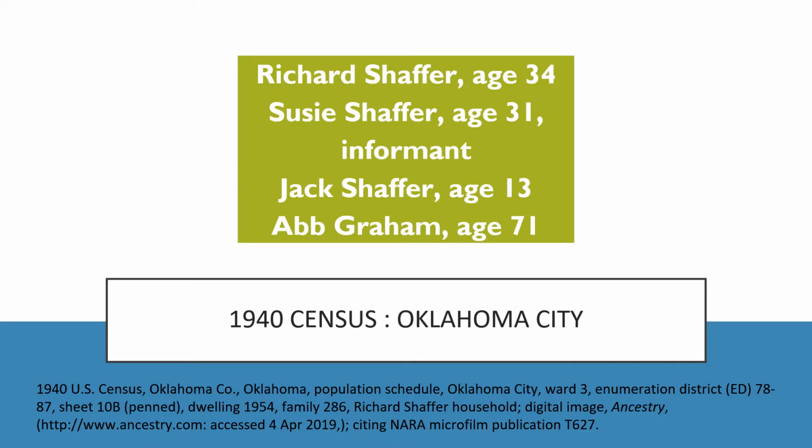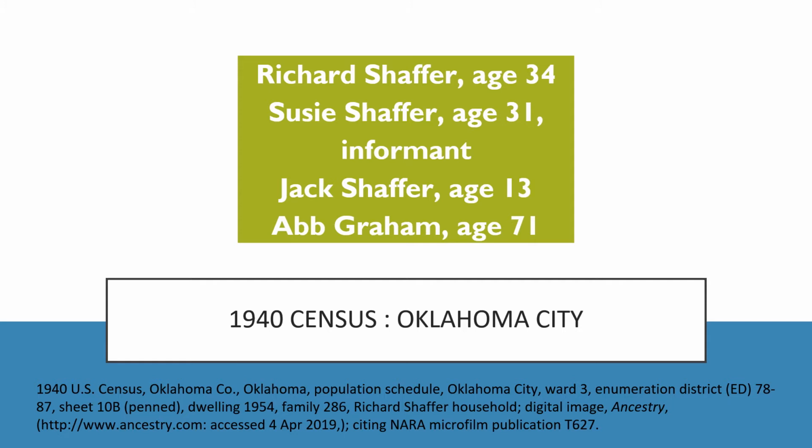Now, just a few years later in 1940, Eldon and Richard are enumerated again. You wouldn't know this was Eldon because now she's going by Susie Schaefer. She's taken, of course, the surname of her husband, Richard Schaefer, and she decided to go by Susie instead of Eldon. And she is the informant for this census. 1940 is the only census that gives us the informant, marked with a circle and an X.